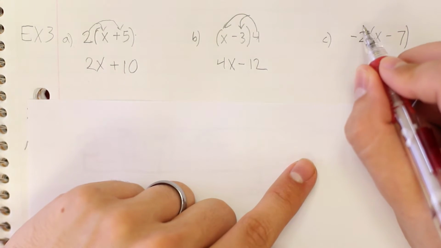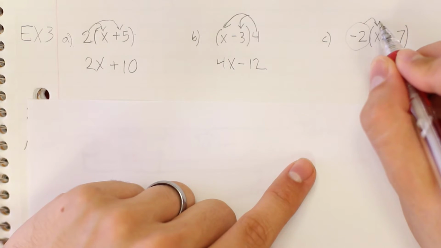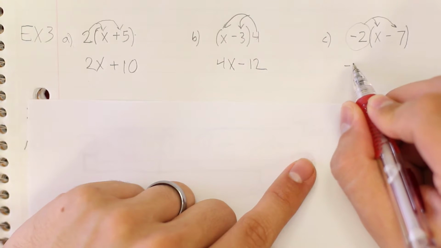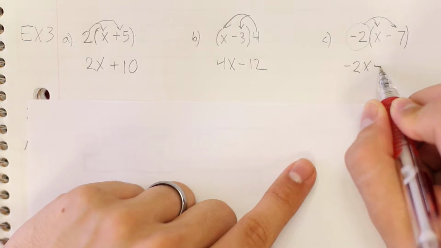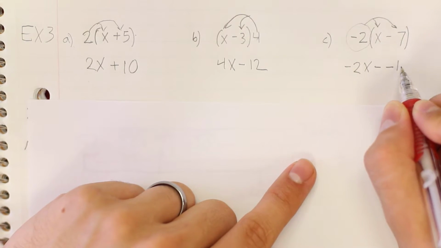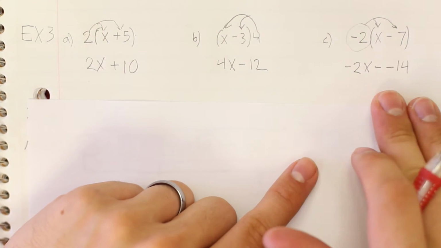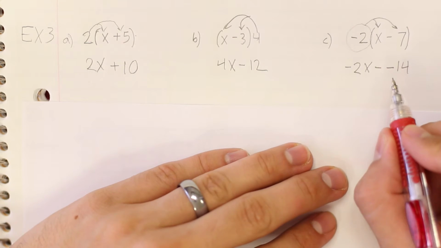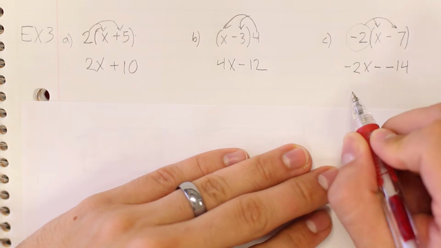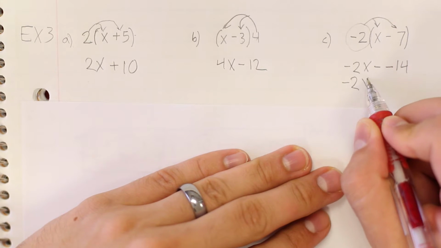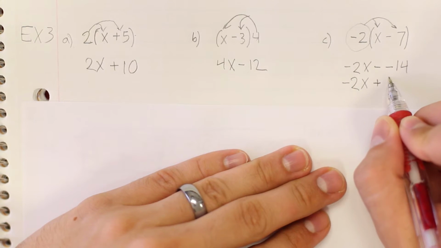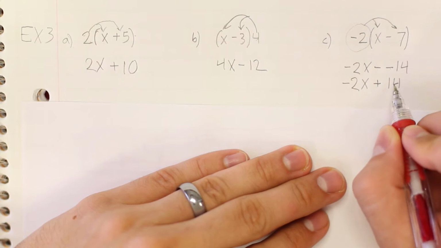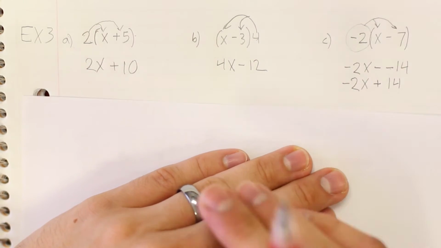Over here, you need to pay close attention. We have a negative 2. So I'm going to multiply this negative 2 by everything in here. So if we have negative 2x minus negative 2 times 7 is negative 14. If we're told to simplify, that's what most of this is going to tell us to do, we need to fix this. It would become negative 2x plus 14. Remember, add the opposite. This changes to addition. This becomes positive. So that is the simplified answer.